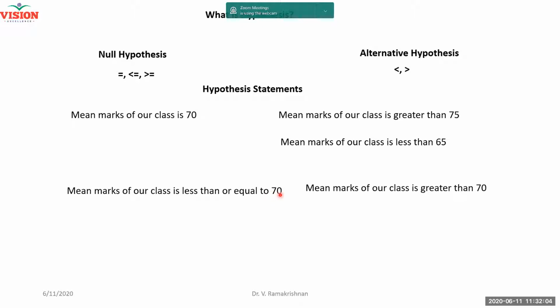Now they will say that the mean marks of the class is greater than 70. All the bright students may come out and say, sir, our class average is more than 70, sir. You are really teaching well, sir. They like you. They like your teaching. Students are always good. And then, mean marks of a class is greater than or equal to 70.